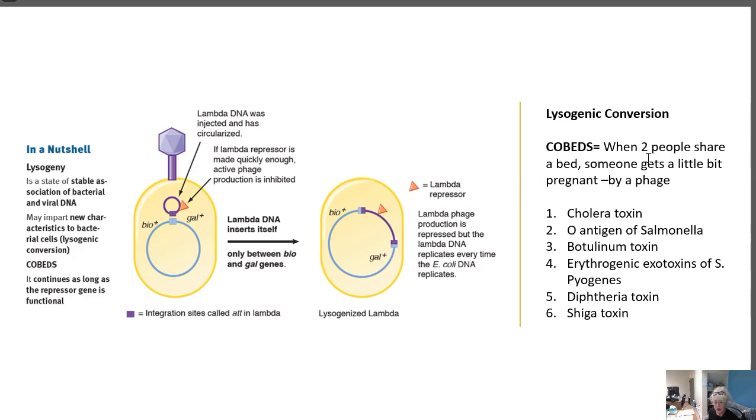So think of it as when two people share a bed and someone gets a little bit pregnant by a phage, such as cholera toxin, O antigen of Salmonella, the botulism toxin, erythrogenic exotoxins of Streptococcus pyogenes, diphtheria toxin, or the Shiga toxin.